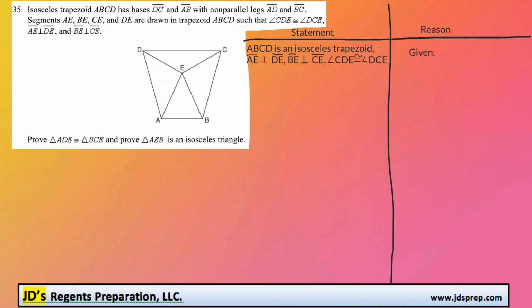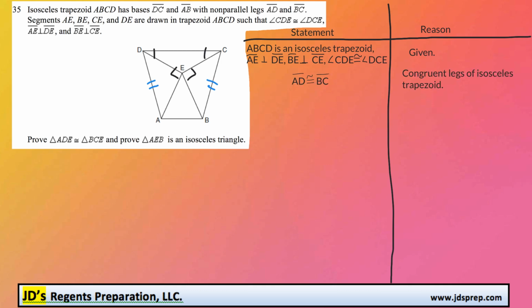We know that ABCD is an isosceles trapezoid. The lines AE and DE are perpendicular, so we can label that here. BE and CE are also perpendicular, and we also know that angle CDE is congruent or equal to DCE. So this angle here and this angle here are equal. Now, the first useful thing we can figure out is that because this is an isosceles trapezoid, we can conclude that the lines from B to C and A to D are equal in length. They are congruent to each other.